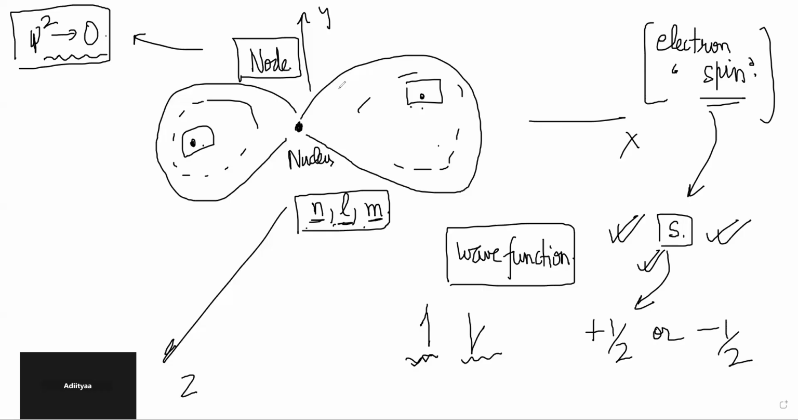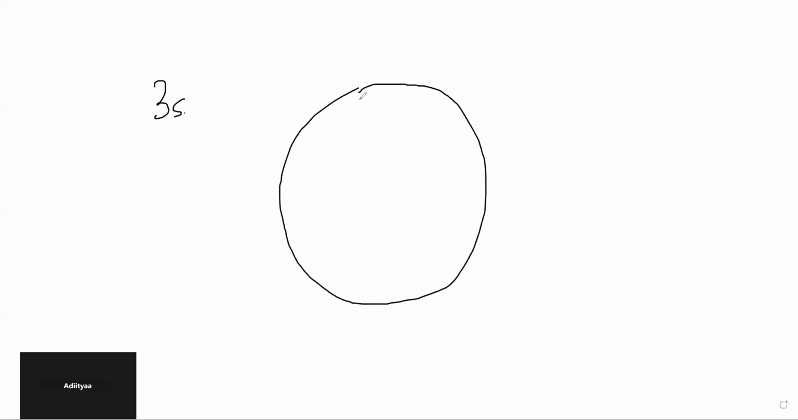0 means the probability of finding electron here is 0, right? So a p orbital will have a nodal plane, a plane that passes through this node. No electron can be found here if it is in a p orbital, right? Similarly, if you see, a 3s orbital will also have nodes, but they will be spherical nodes.